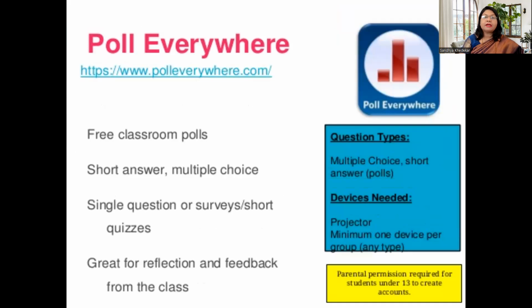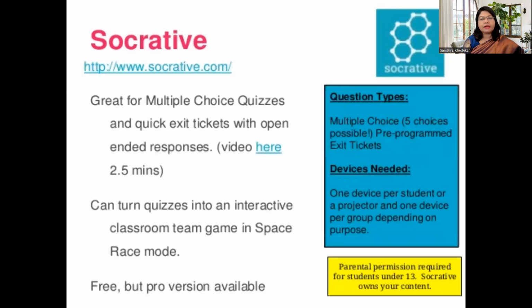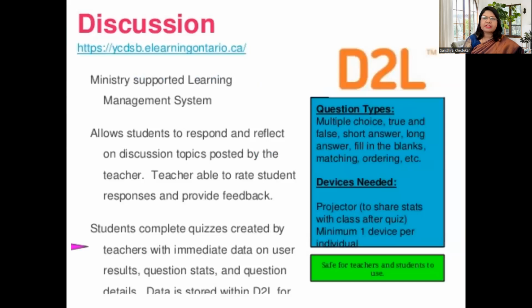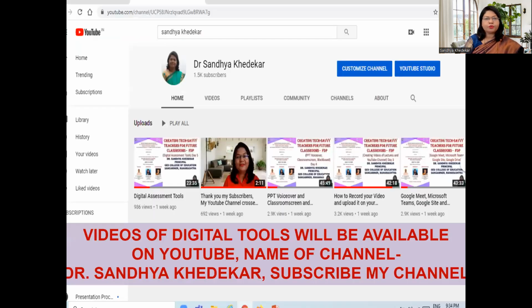Then Poll Everywhere, multiple choice and short answer. You can just raise the poll and you will get the answers for any particular content. Socrative, in Socrative, you can use multiple choice and pre-programmed exit tickets. Discussion is one of the assessment tools where multiple choice, true/false, short answer, long answer, fill in the blanks, matching, ordering can be used.